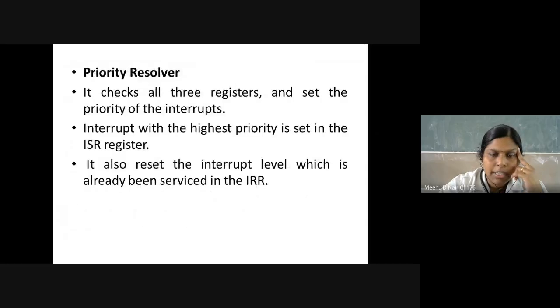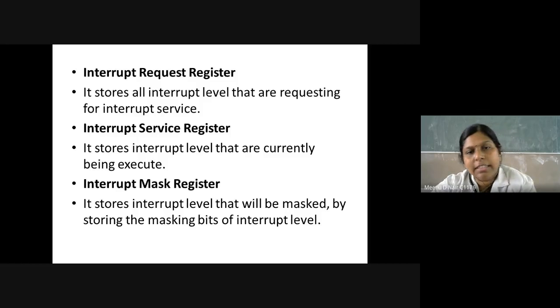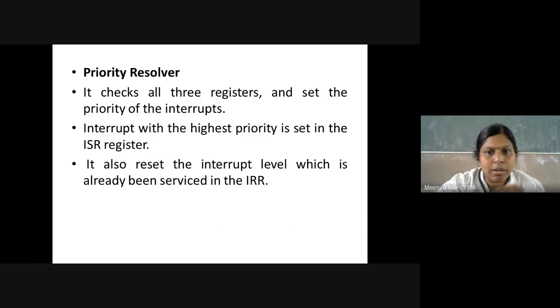Now the priority resolver. What does the priority resolver do? Your 8259 will be receiving multiple interrupts, right? It can receive 8 interrupts at a time. Then it will check which interrupt has the highest priority. That request, from the IRR, is given to the ISR, the interrupt service register.